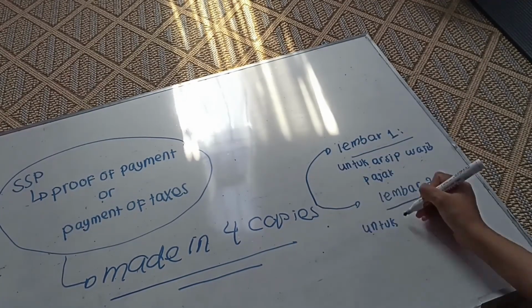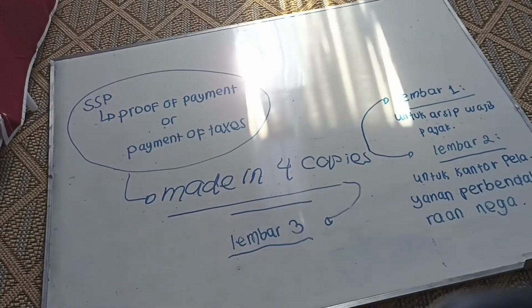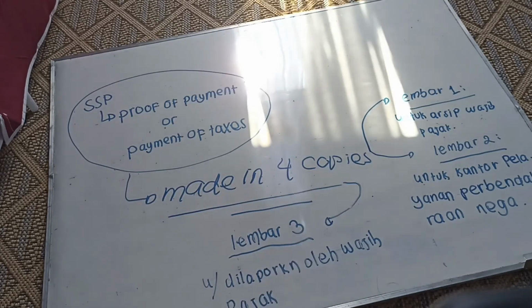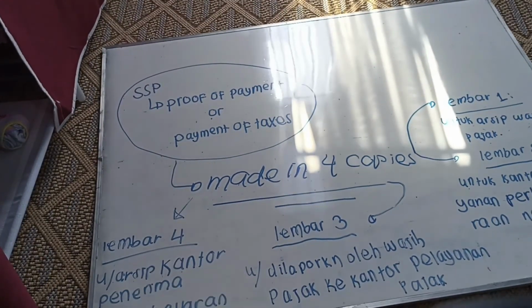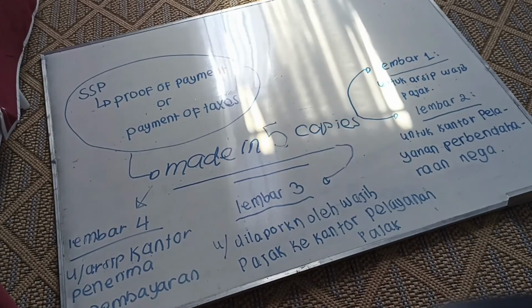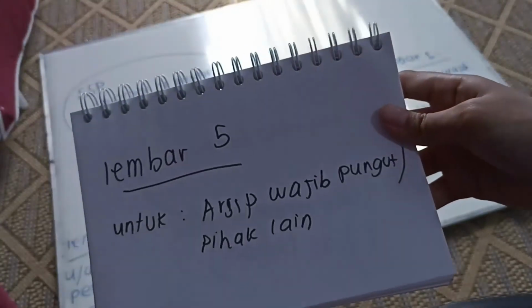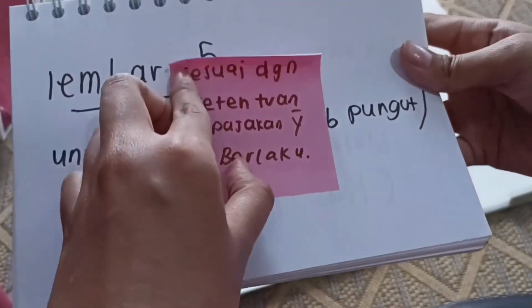The first sheet is for the taxpayer's receipts, the second sheet is for the State Treasury Service Office, the third sheet is to be reported by the taxpayer to the Tax Service Office, and the fourth sheet is for the pay office receipts. If necessary, the SSP can be made in 5 copies, with the 5th sheet allotted for the receipt of the collector or other parties in accordance with the applicable tax provisions.